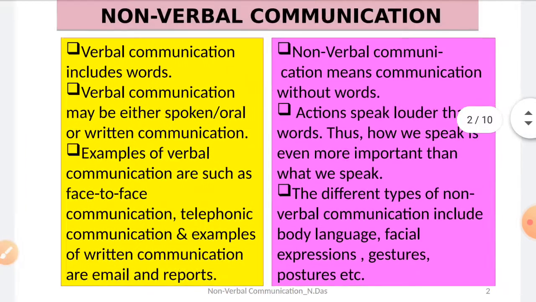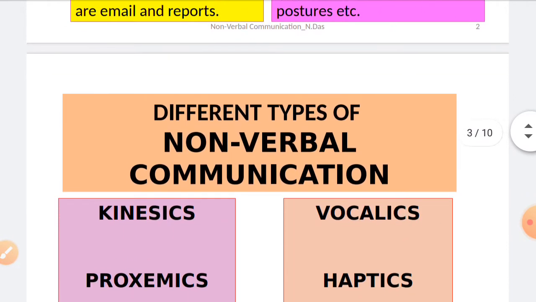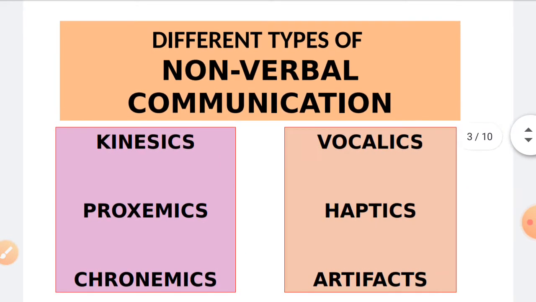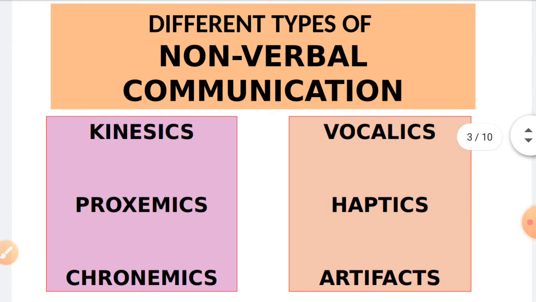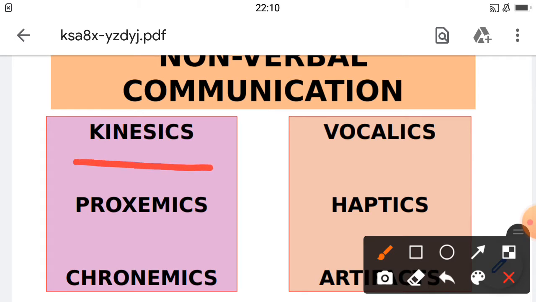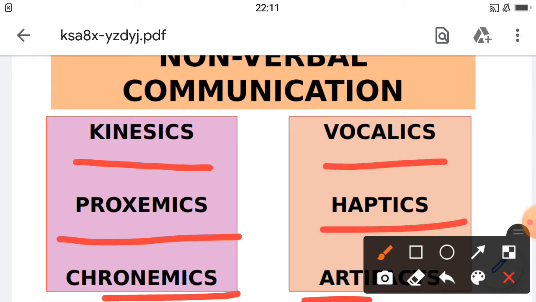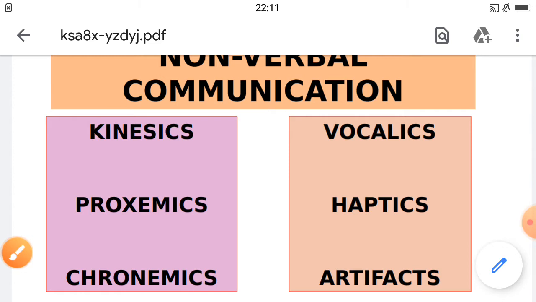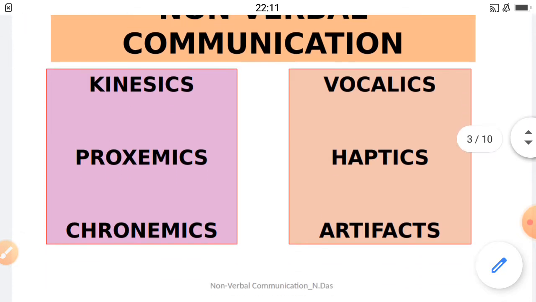Now, as far as the broad categories of non-verbal communication are concerned, let me mention a few terms which are very important. We need to keep in mind that the very first is kinesics, the next is proxemics, after that we have chronemics, vocalics, haptics, and artifacts. So these are the different types of non-verbal communication. I shall discuss the terms one by one in detail.